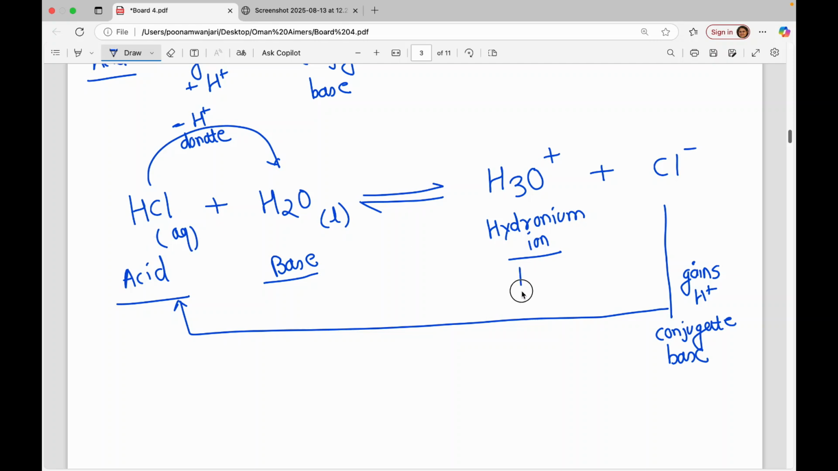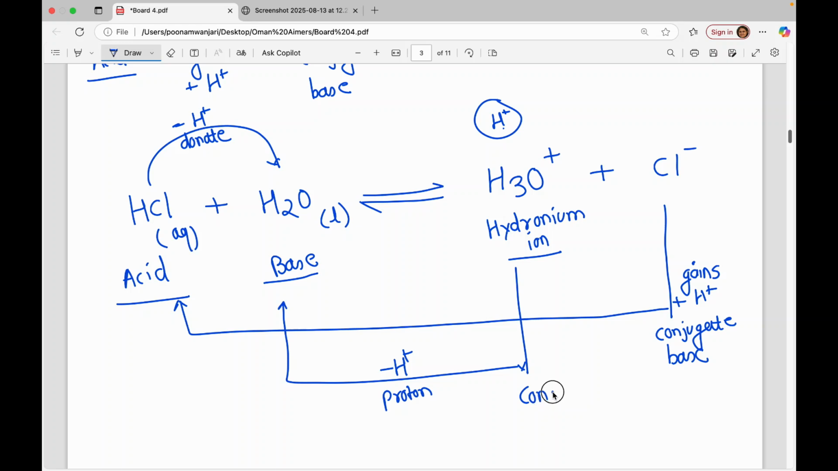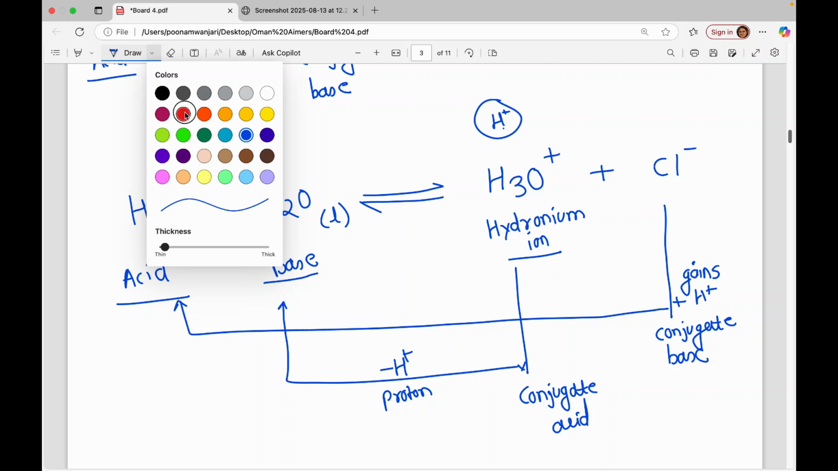Now, this hydronium ion is able to lose one proton, and it will give you a water molecule. So when there is a loss of one hydrogen ion, one proton, student, that time we can see that hydronium ion is losing, that means it is conjugate acid. So in this way, student, I will change the pen to make it clear.